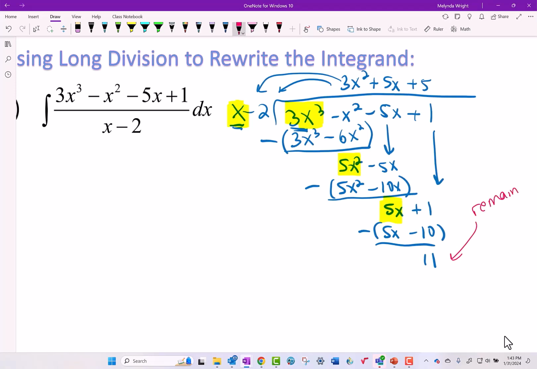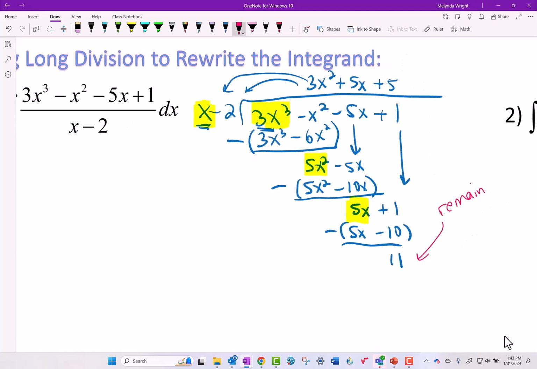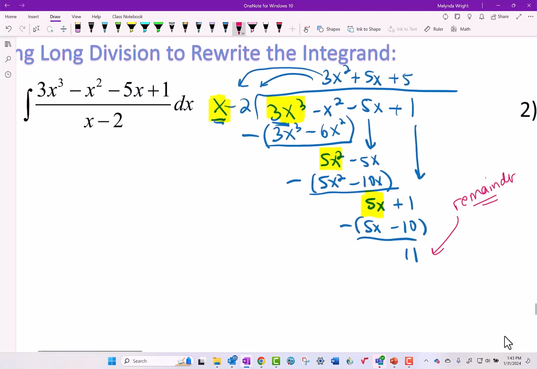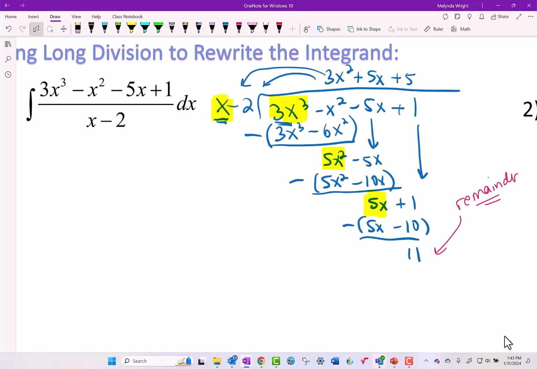And we usually have a remainder. I'm not going to say it's always, but it's normal to have a remainder. So what are we going to do? We're going to rewrite this integral where this part right here is the whole part. Think of this as the whole part.